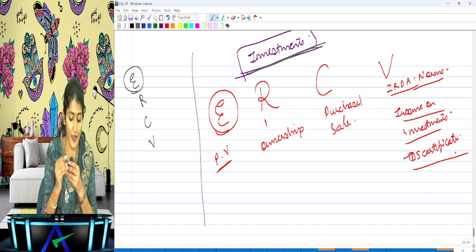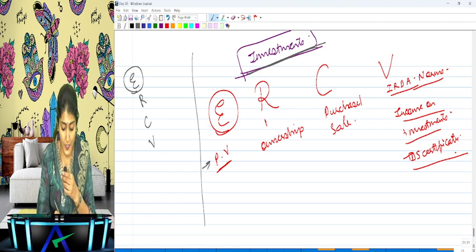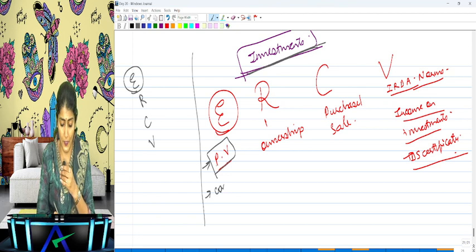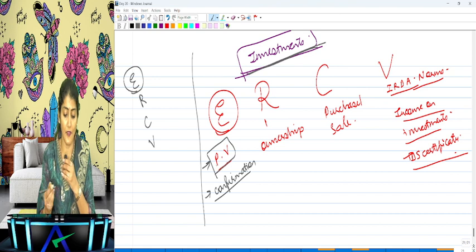We need to check the existence. For existence, what can we do? We can do the physical verification, or in case it is not held by them, then you can obtain the confirmation from the depository or the third parties where the investments are held.